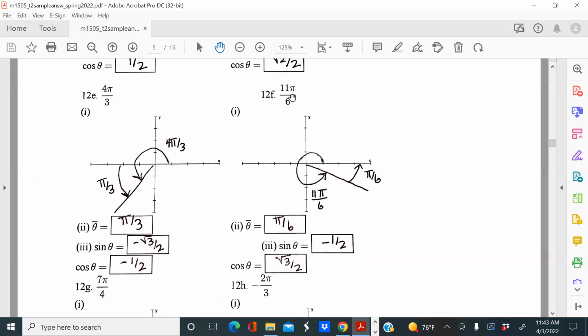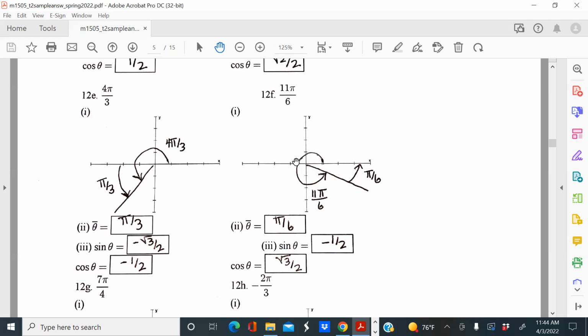Another way of thinking of this is 11 pi over 6 is almost 12 pi over 6. 12 pi over 6 reduces to 2 pi. So we're almost at an angle of 2 pi, but 2 pi is one full revolution. So we're just a little bit short of one full revolution. How much short? Well, again, one full revolution is 12 pi over 6. We're at 11 pi over 6. That means we're 1 pi over 6 short of one full revolution.